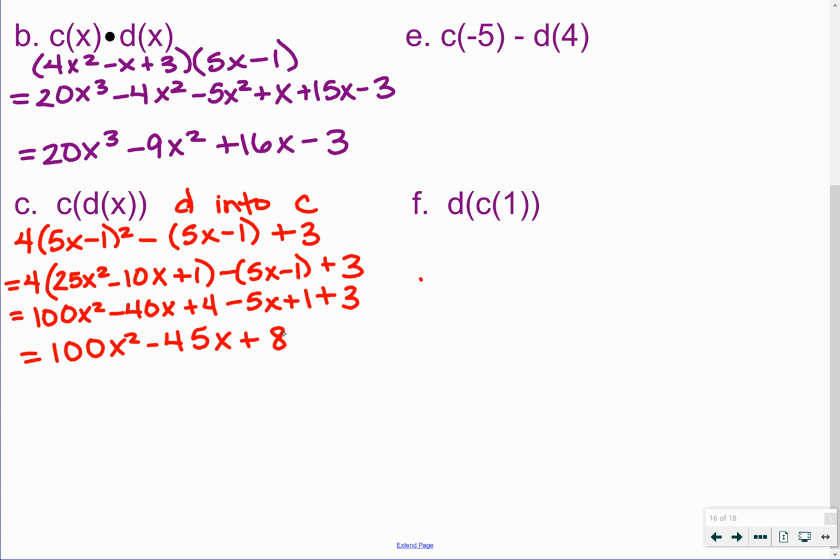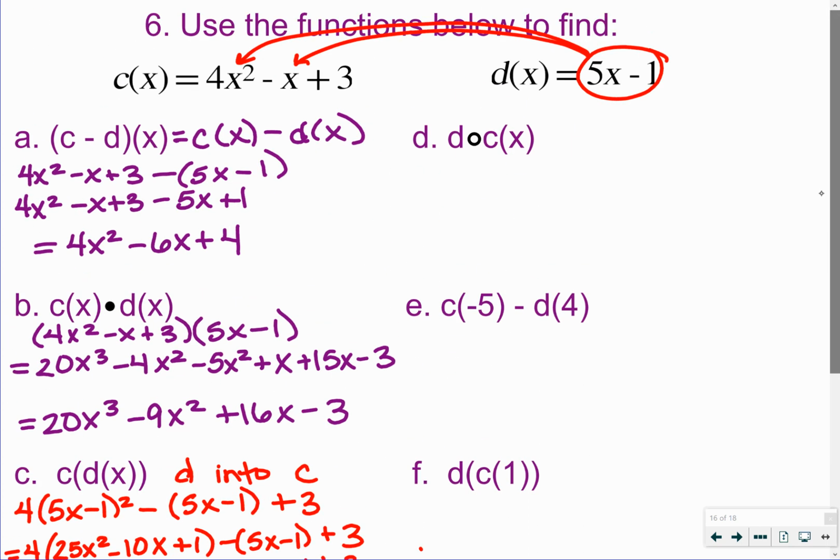Okay. Any questions on that one? Okay, so again, there's an x in all of those, which means we're just getting a new equation. Back up to letter D now. Now they're actually going to start to get easier. Those were all the harder ones.